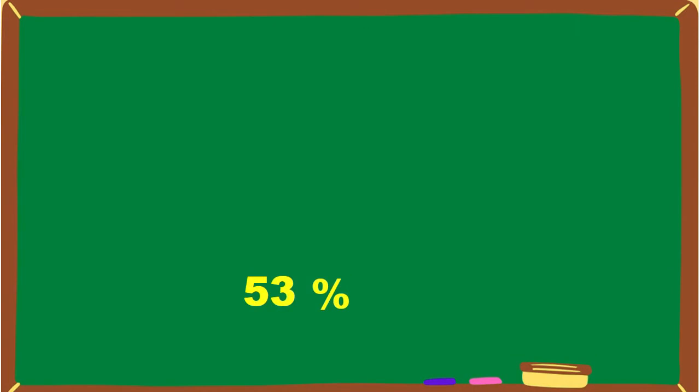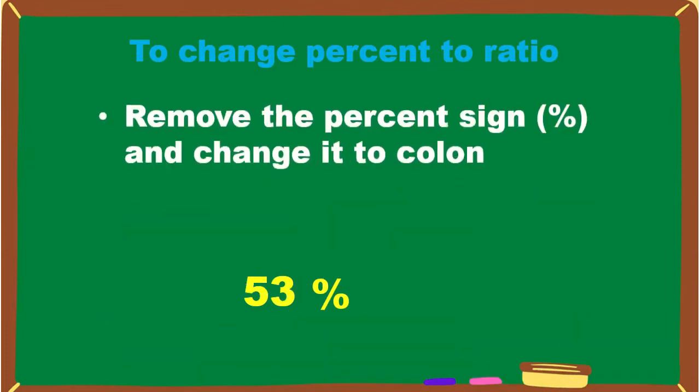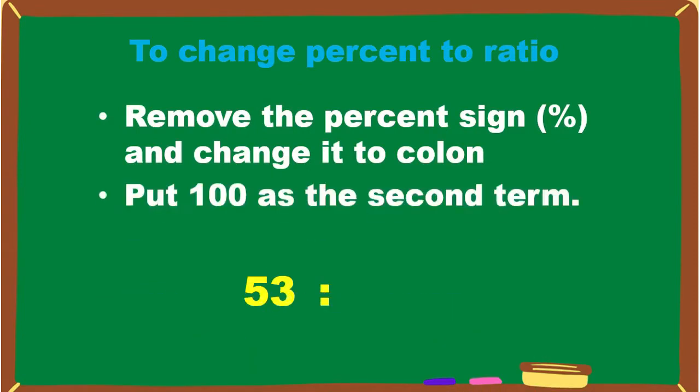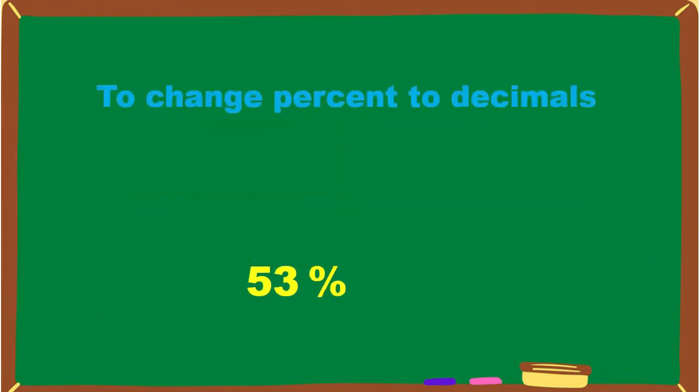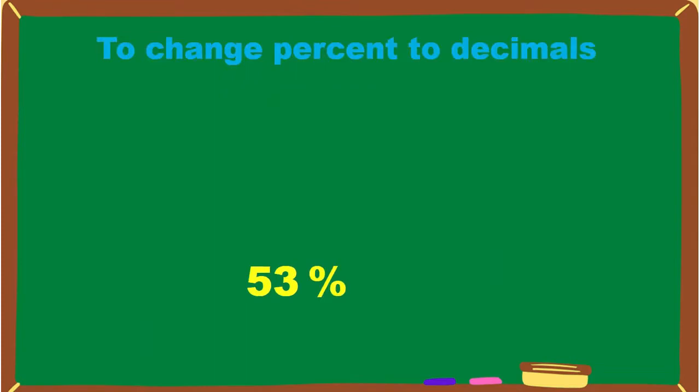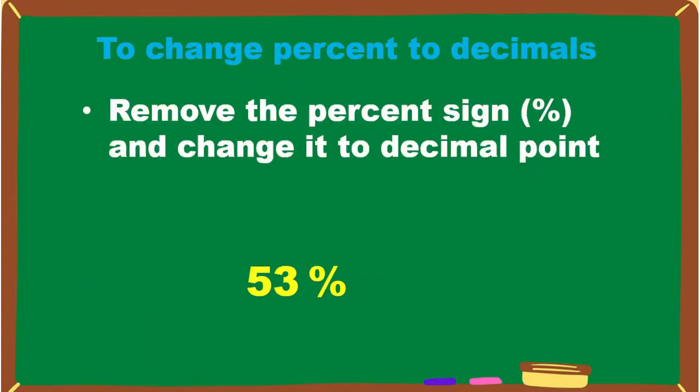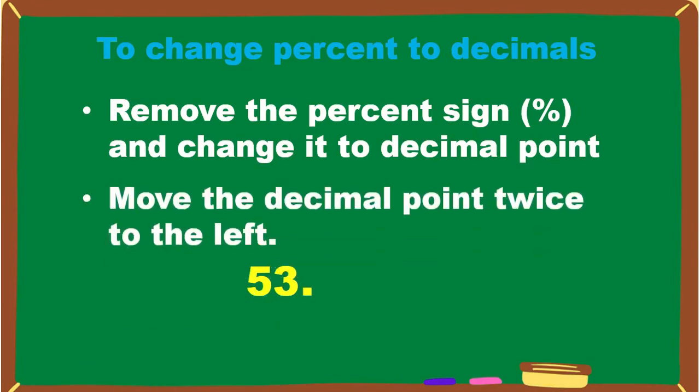So, how do we change percent? To change percent to ratio, remove the percent sign and change it to colon. Put 100 as the second term. In changing percent to decimals, remove the percent sign and change it to decimal point. Move the decimal point twice to the left. 1, 2, and that's it.